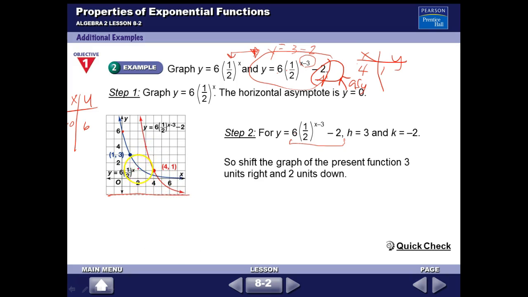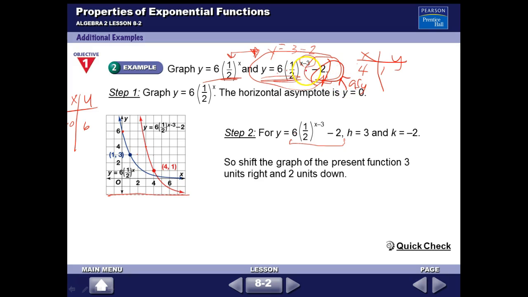Find a nice point here. We can go over 3, 1, 2, 3, down 2, 1, 2. So you can create this graph from this one by knowing the shifts. So once again, your vertical shift, we're going down 2, and your asymptote's going to be at -2.